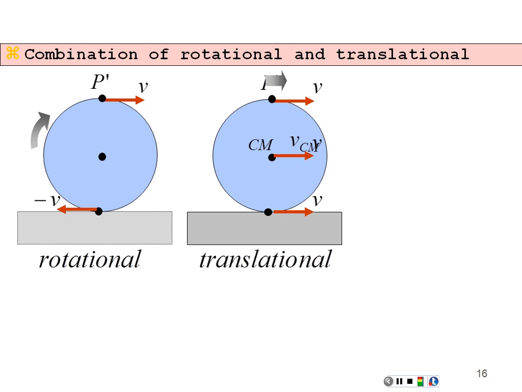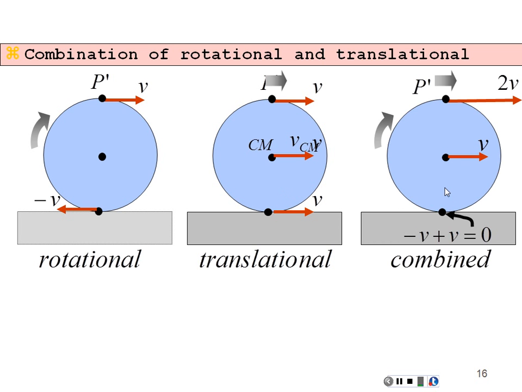If I had translational motion, this whole object is moving this way, and every point is translating at the same speed v to the right, as you're looking at it. So if I were to combine these two motions, rotating motion plus the whole object translating, I would get rolling motion, where this thing is rolling along like this. So combining these two motions, I would get this.